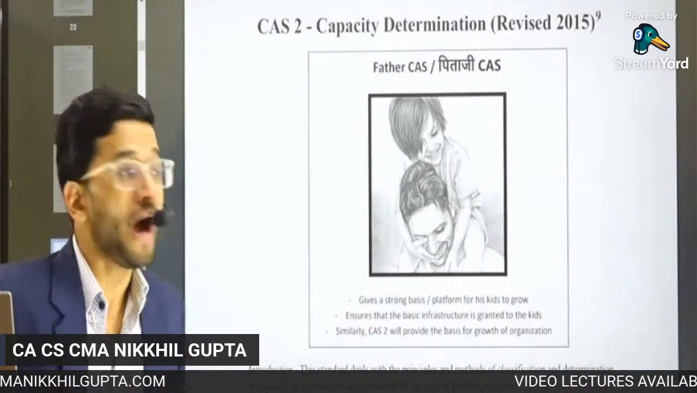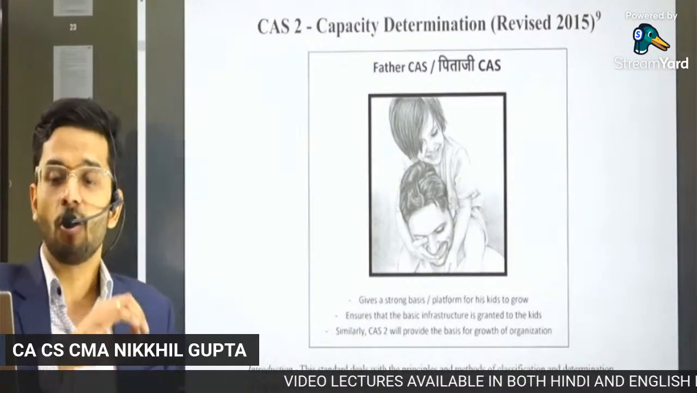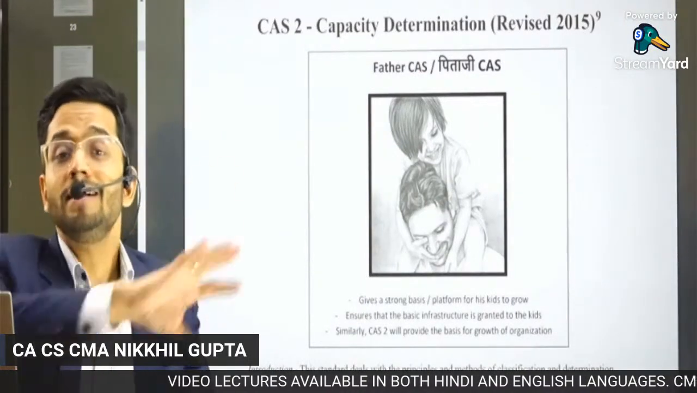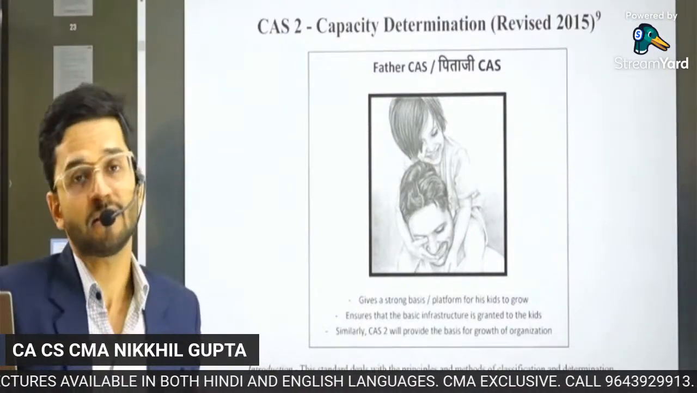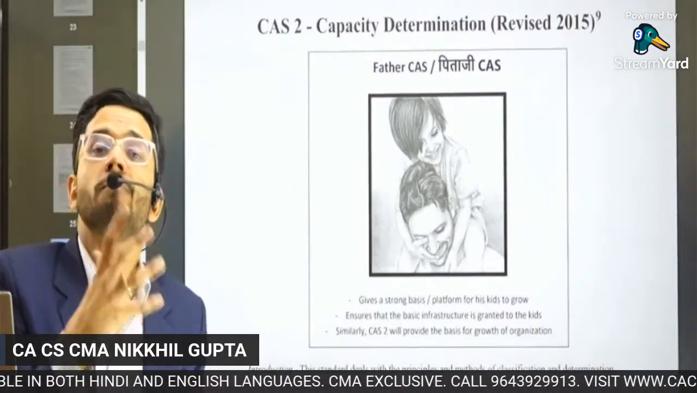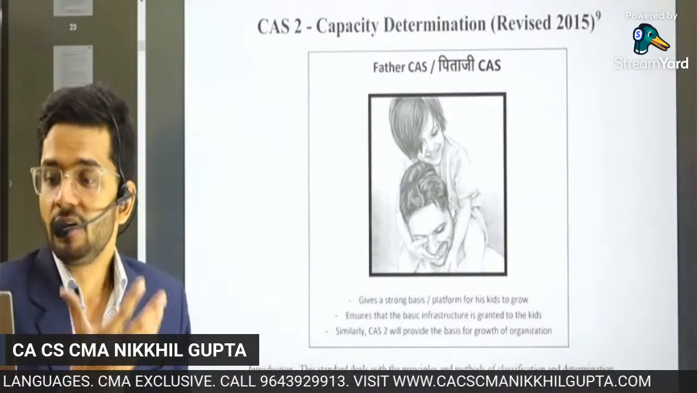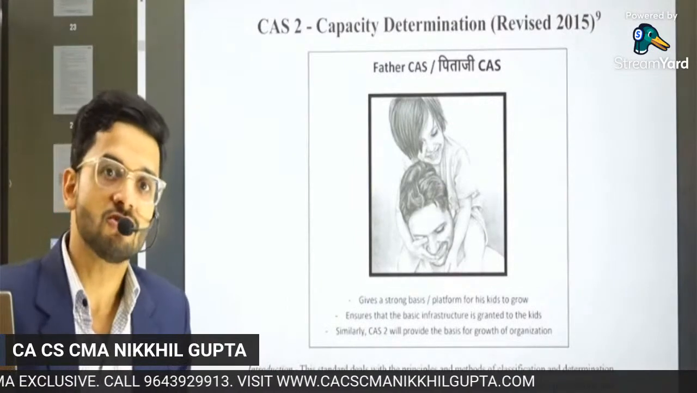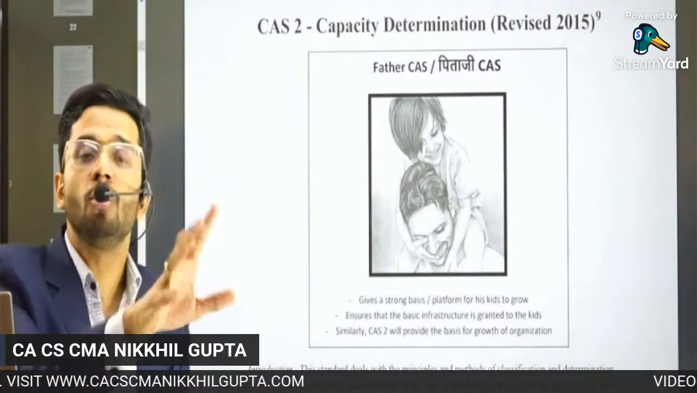Question is, why do we call it the father cost accounting standard? Guys, the reason we call it the father cost accounting standard is that the entire costing is based out of this one element, which is capacity determination. Capacity means kshamta. Capacity means your capability of producing something. If an organization's capability is not good enough of producing something, then it's bound to go into losses.